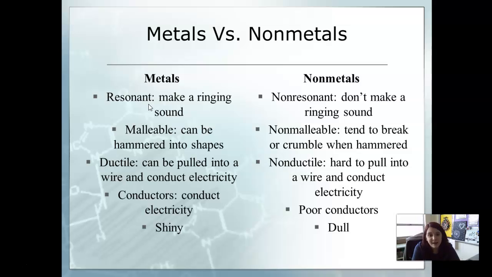A non-metal is non-resonant. It doesn't make that ringing sound. It's also non-malleable, which means it tends to break and crumble when it's hammered. It's non-ductile because it's hard to pull into a wire. So this typically would not conduct electricity. They're poor conductors, which means if it was next to something that was electrical, it wouldn't move that energy through. And it's often a really dull color.